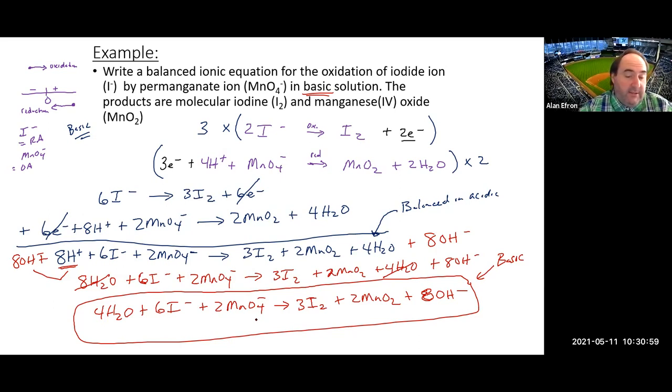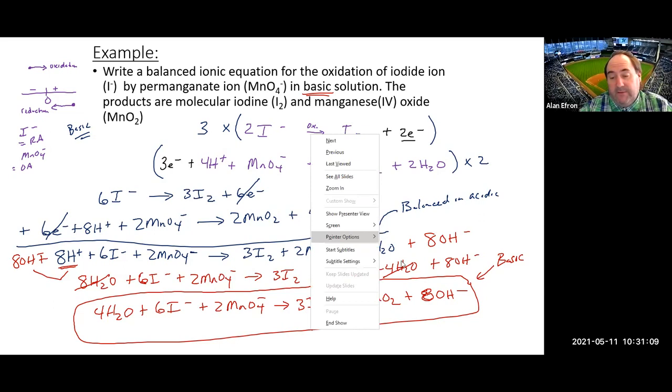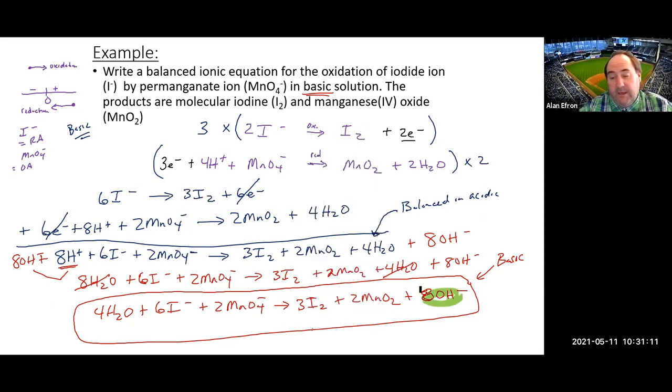Overall charge on the left-hand side is now -8. Overall charge on the right-hand side, -8. So we are balanced in both ways. Again, we know it's actually basic because when we look at the final reaction, I see OH minus, which tells me it's basic. Any questions on any of those steps there?